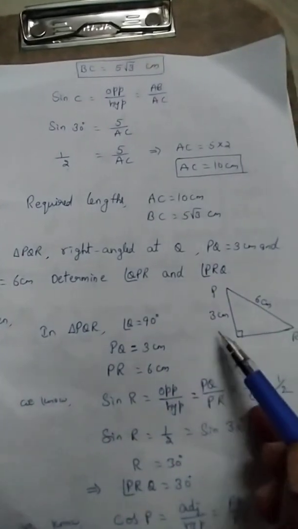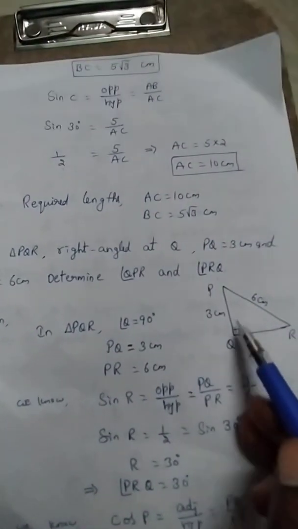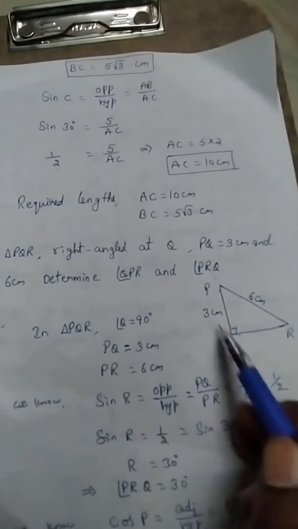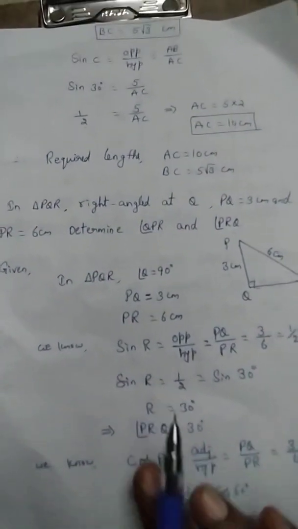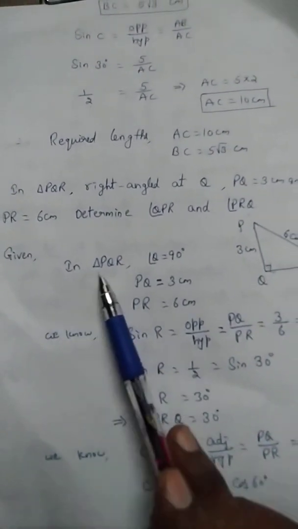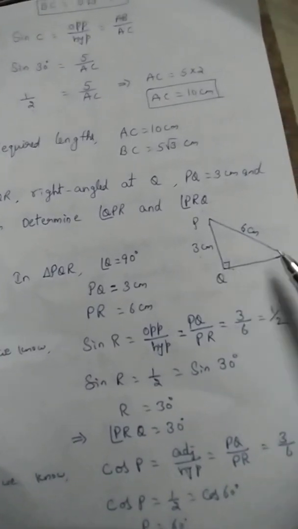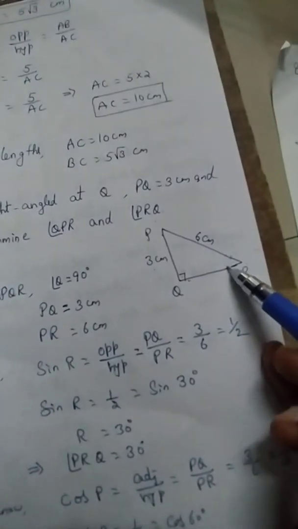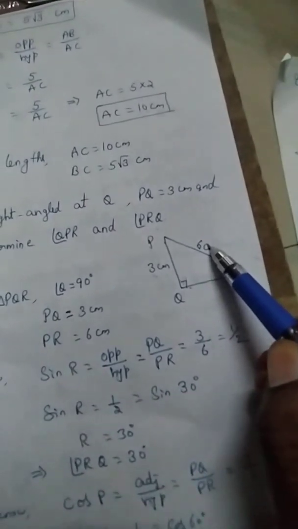Which is the right angle here? Angle Q. In triangle PQR, angle Q is 90 degrees, PQ is equal to 3 centimeters, PR is equal to 6 centimeters. Based on these, we'll find angle R measure and angle P measure. Given in triangle PQR, angle Q is equal to 90 degrees, PQ is 3 centimeters, PR is 6 centimeters. To find the measure of angle R, we have the opposite side and the hypotenuse.